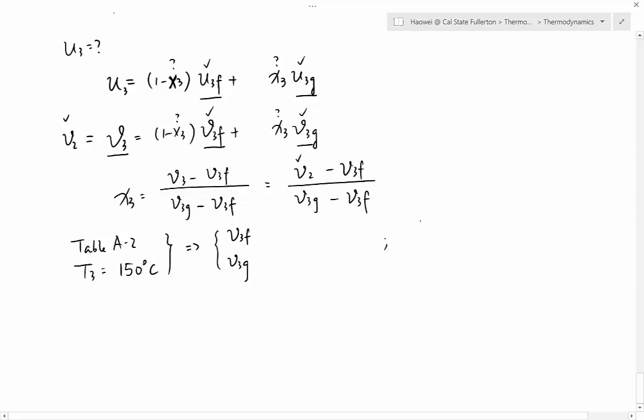And then in addition, we can also find UF. And for us, we call it U3F. You can also find a UG, and we call U3G. Okay, so now we can go to table A2 and look for 150 Celsius.